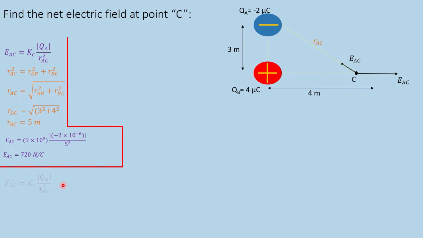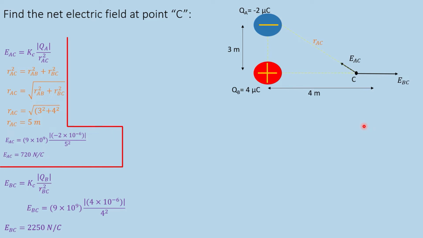Now we calculate EBC, which is KC QB over RBC squared. KC is 9 times 10 to the power of 9. QB is given as 4 microcoulombs. We convert it to coulombs. The distance from B to C is given as 4 meters. We replace it and we find the answer for EBC as 2250 newtons per coulomb.